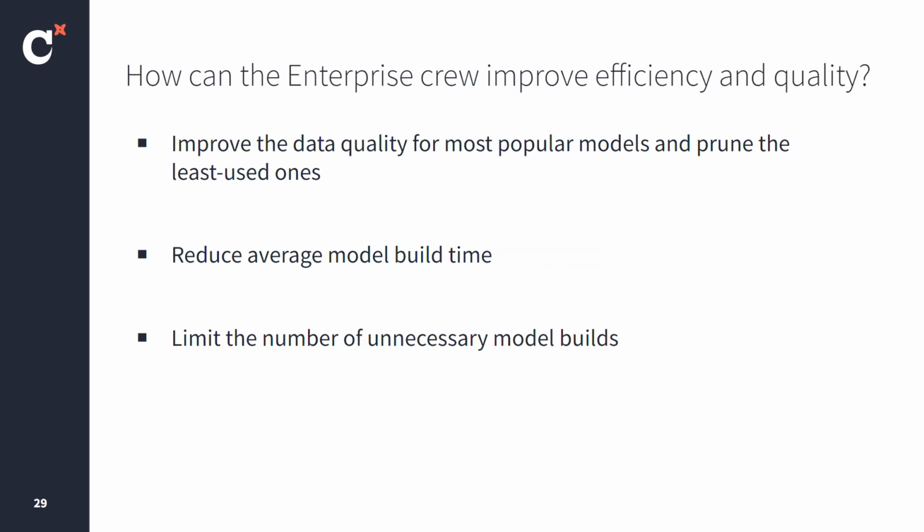Okay, so by having a shared view into these metrics, the enterprise crew, that center of excellence team, can now build best practices for the additional teams that they've onboarded. So to make it so, Captain Picard has tasked his team with optimizing the most used models, removing unused models, reducing model build time, and limiting the number of unnecessary model builds. And this is all to ensure that they can prioritize improvements to the efficiency and reliability of the data products that they're delivering to Starfleet.